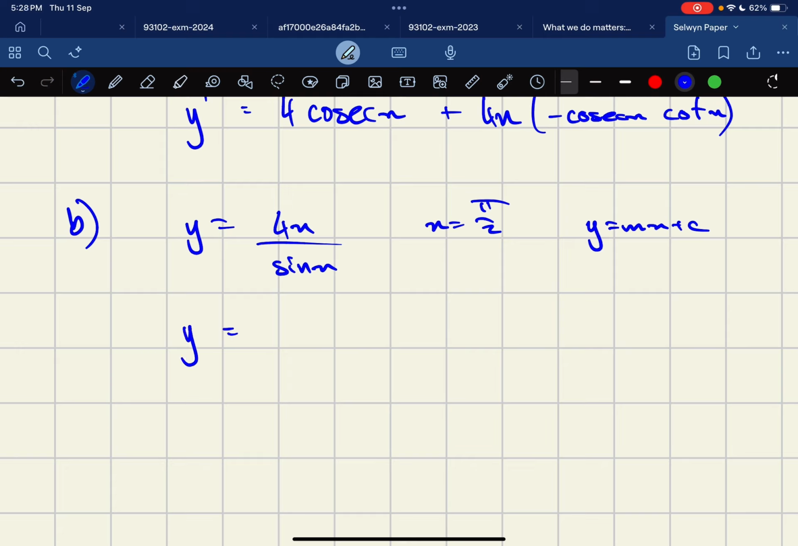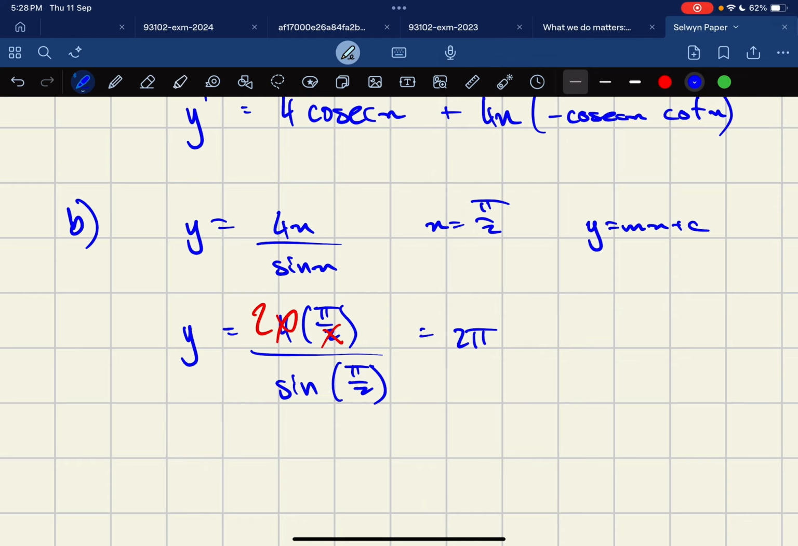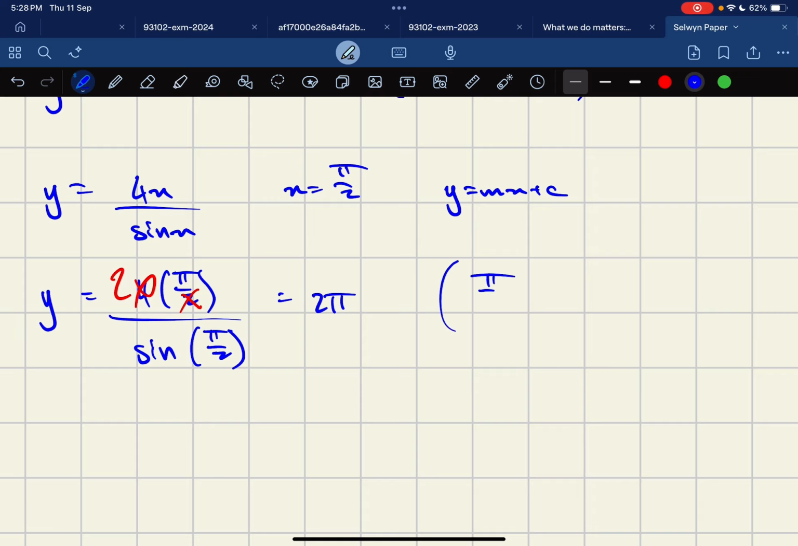So y is equal to 4 times pi over 2 over sine of pi over 2. And what is sine pi over 2? Sine of pi over 2 is just 1. So 4 divided by 2 gives us just 2, and it's divided by 1, so it's just 2 pi. So our coordinates are pi over 2 and 2 pi.